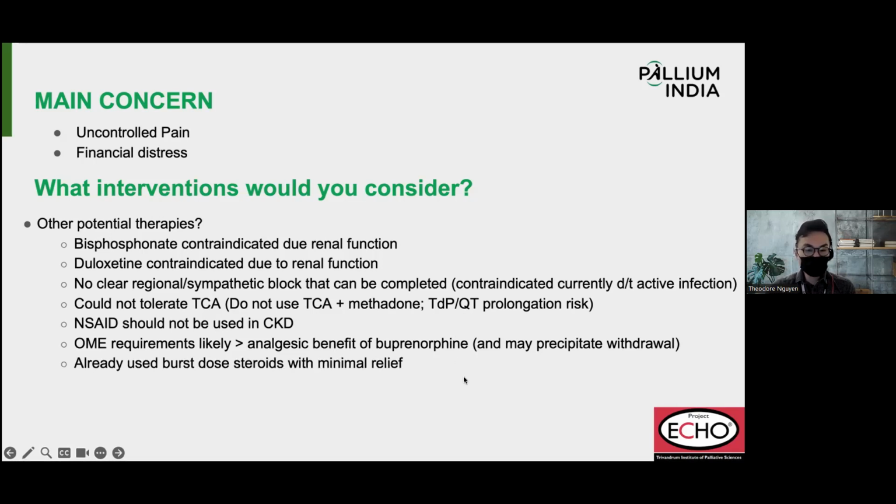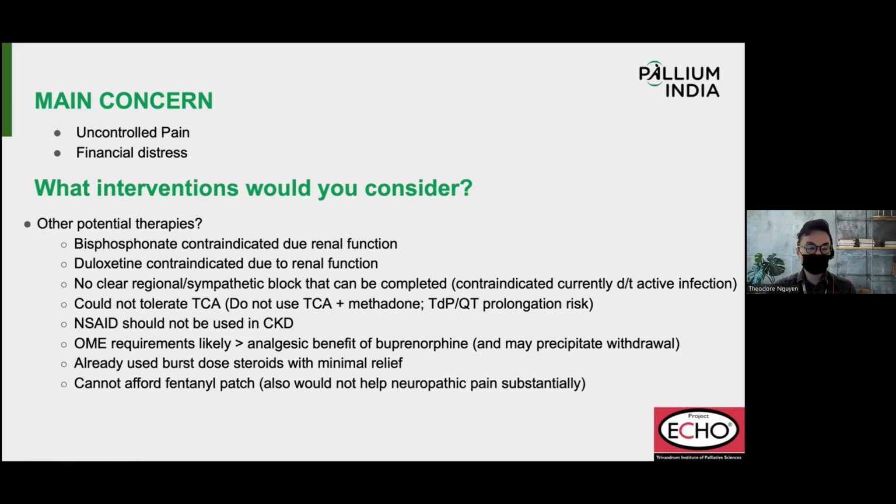He's already tried burst dose of steroids with minimal relief, and then he can't afford another means of long-acting opioids such as fentanyl patch. And regarding fentanyl, it may not add substantial benefits for the neuropathic pain components that he's experiencing. So based off of these other options we've considered, it may look like methadone might be a good option for us to consider.